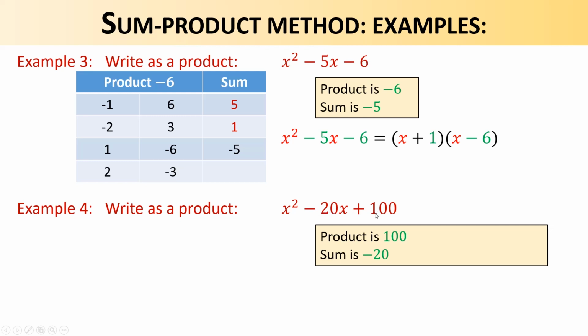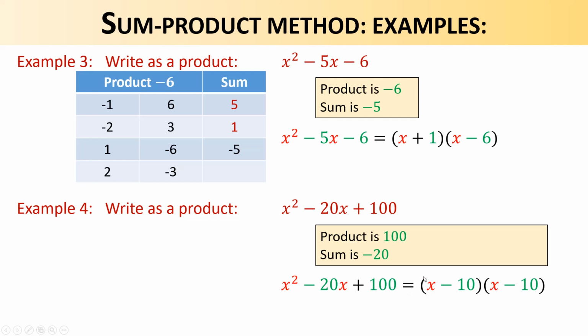Two negative numbers that multiply to 100, well, could be something like minus 1 times minus 100, but that definitely is not going to give me the right sum. So this is probably something with 10 and 10. So minus 10 and minus 10, that actually works. Minus 10 times minus 10 is 100, and minus 10 minus 10 is minus 20. So that works, and I can immediately write down the factorization.